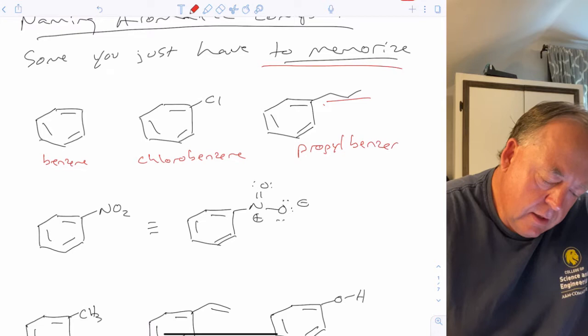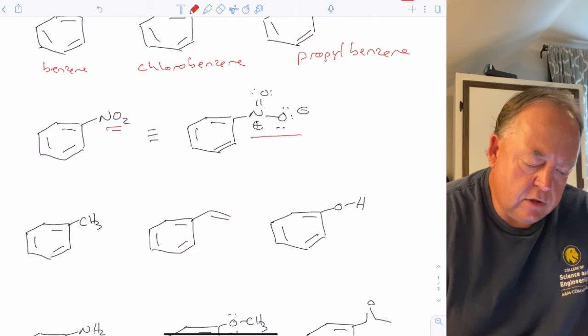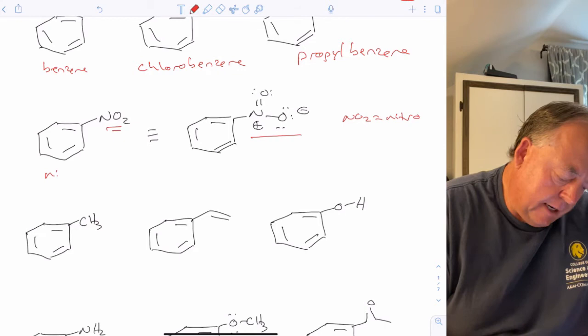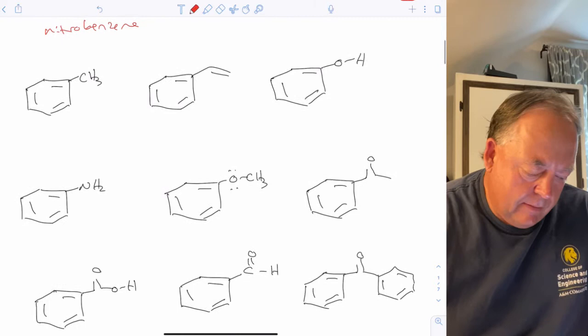propylbenzene. If you see NO2, this is what the NO2 Lewis structure looks like. NO2 is called nitro, so this would be called nitrobenzene. Those are not the ones that you have to memorize. These are the ones that you have to memorize.